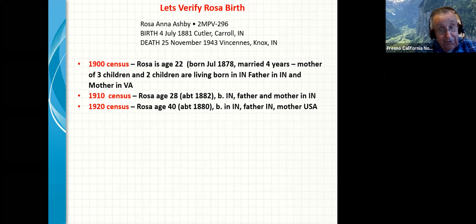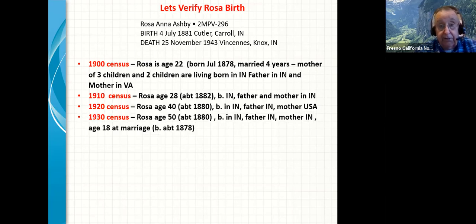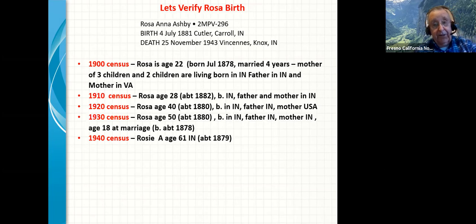In 1920, she's aged 12 years, which would put her back to about 1880 for a birth year. Her in Indiana, father in Indiana, and her mother in USA. That's the good old cop out for when we don't know. So I have a feeling Rosa didn't give this information. It could have easily been a child in the family or even her husband. In 1930, she ages 10 years and it's Indiana, Indiana, Indiana. It says she was 18 when she got married and knowing her marriage year, that would put her birth back to 1878, even though the census says she was born in 1880. And in the 1940 census, it says she was 61, which would put her in 1879.